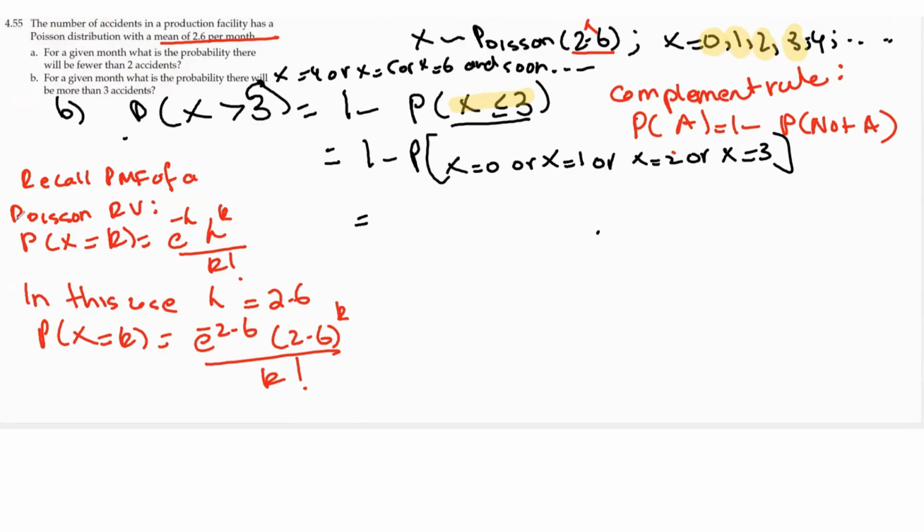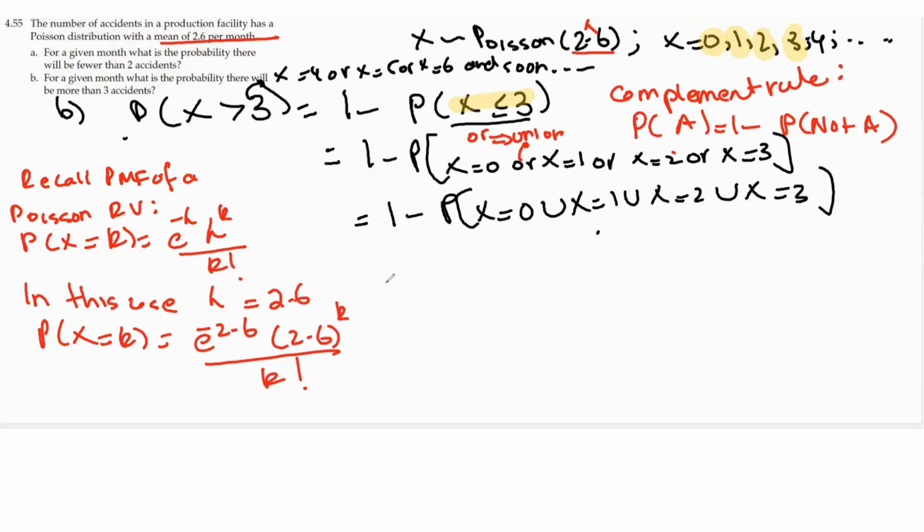But we know why the logic works. We're just trying to understand the logic behind it. So we know, or means union. So then this just becomes, if you want to do it showing the entire logic, x is 0 union x is 1 union x is 2 union x is 3, right? And then we know, because all of these are mutually exclusive events, like the random variable taking on different individual values, it's just the sum of these individual probabilities because they're mutually exclusive events, right?